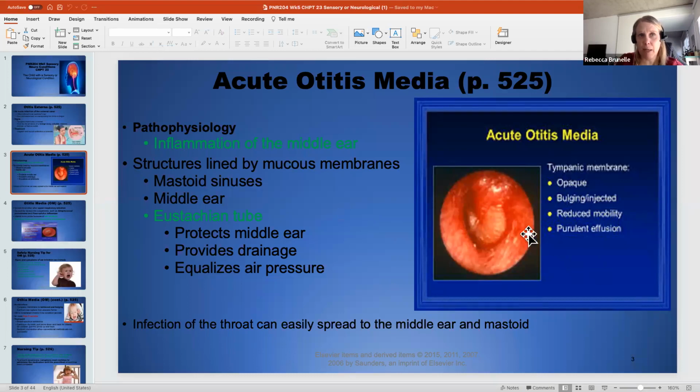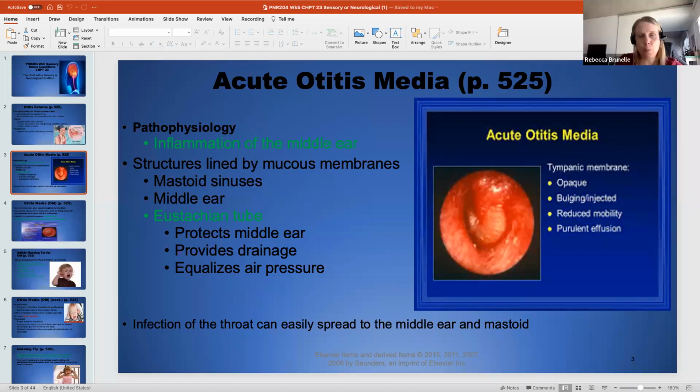And this is what the tympanic membrane looks like when they have an otitis media. So normally the tympanic membrane, this is what you're looking at here. Normally the tympanic membrane is like a pearly gray color. If there's no infection, it's almost like a grayish blue. And then when you have the infection, you can see this is red and bulging, and there's fluid behind here, and that's what's causing the pain.